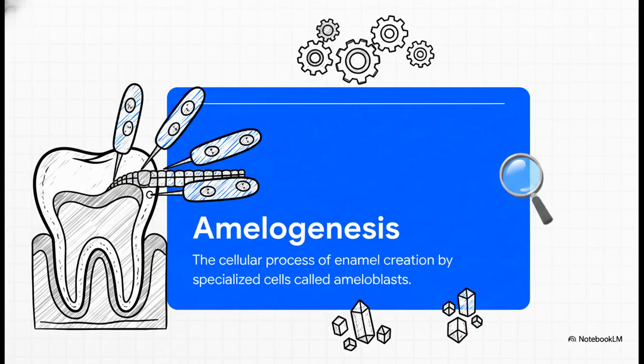All right, before we get into the heavy lifting of how this construction actually happens, let's establish what this process is officially called. It's Amelogenesis. It sounds kind of complex, but it really just refers to the highly organized, step-by-step cellular process of enamel creation. And the primary laborers pulling off this flawless design, those are our specialized cells, the Ameloblasts.